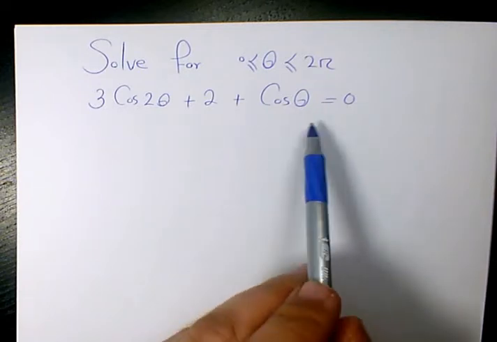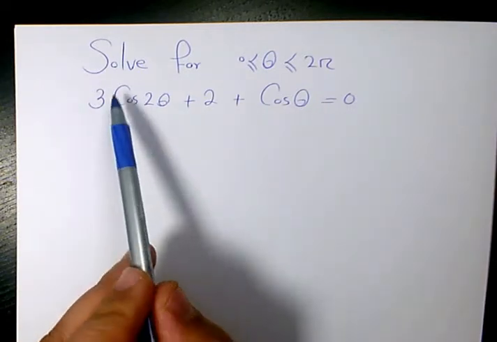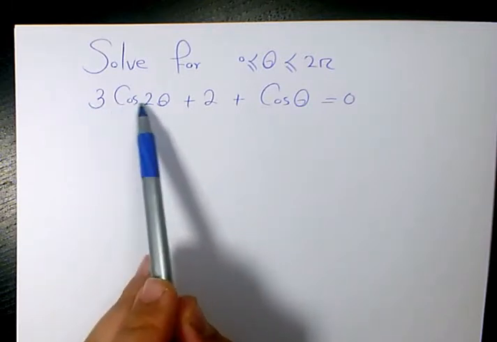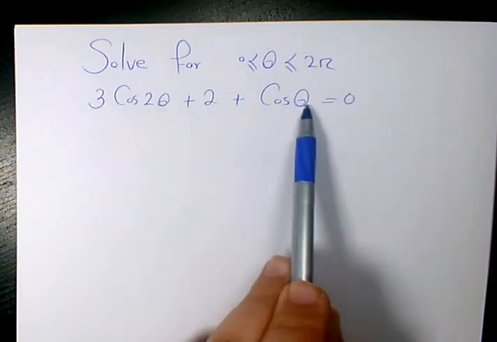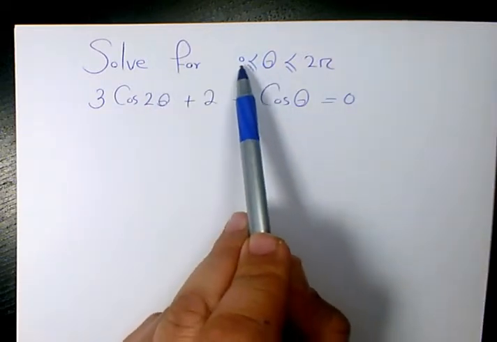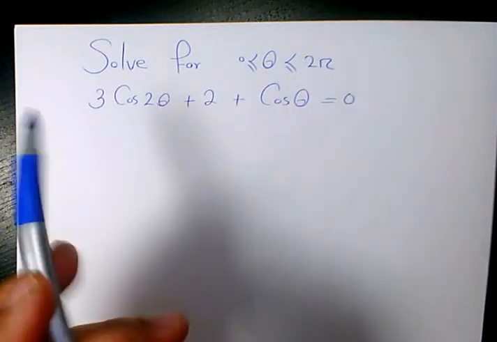The equation I want to solve here is the trigonometric equation 3 times cosine 2 theta plus 2 plus cosine theta equals 0, and we need to solve it for theta, which is changing from 0 to 2 pi.